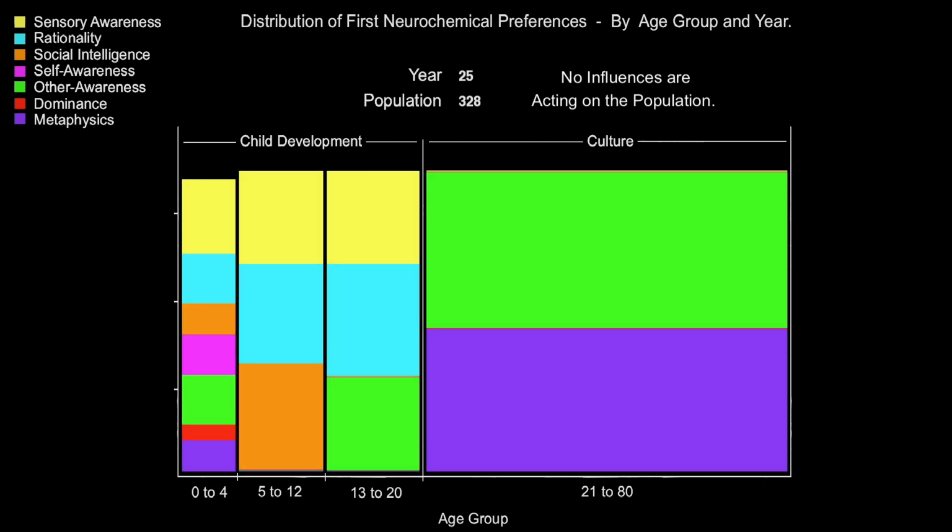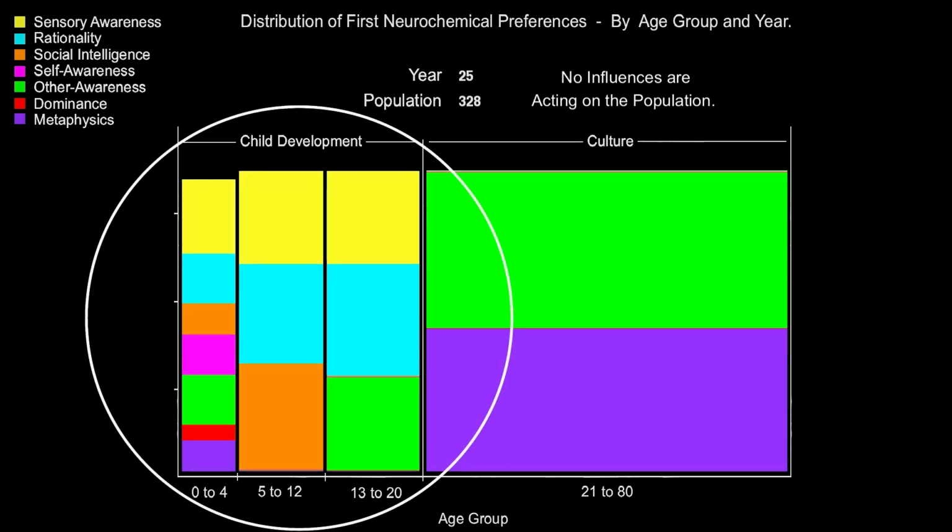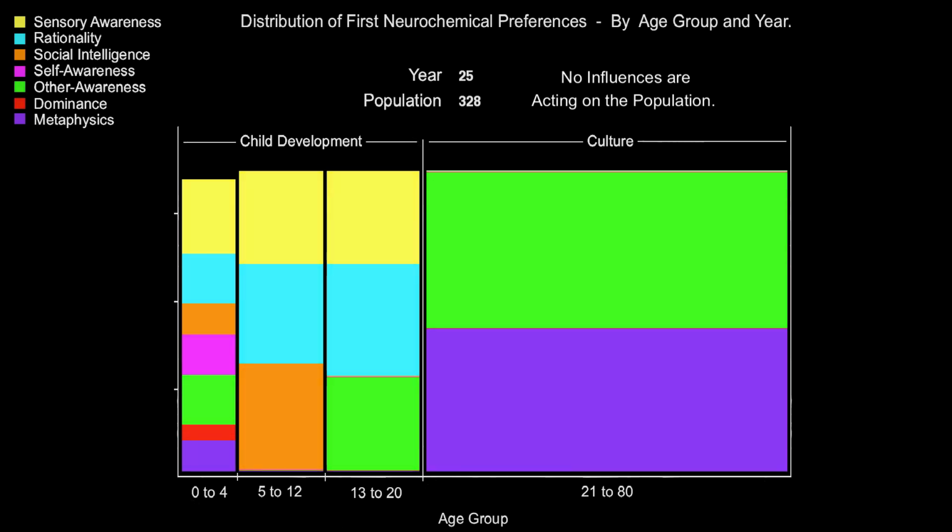So we're at year 25 now, which means the first generation are becoming adults, and are moving into the culture as active members. So their first neurochemical preference is being added to the adult counts. And if we look at the child development period, we can see the diversity of the top preferences, as created by the development of only the initial inherited neurochemical processes, which develop at a constant, preset rate each year.